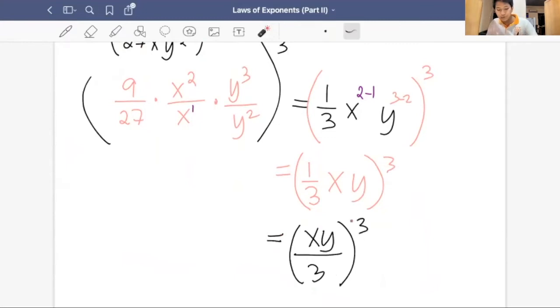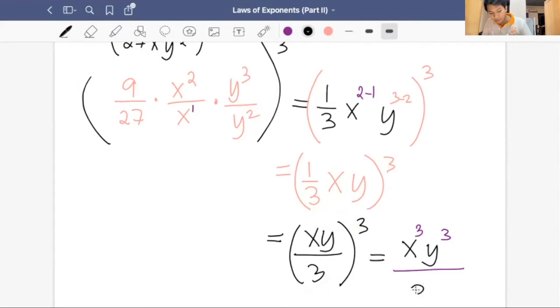And we have to distribute the 3, multiply it to the exponent of each variable, and including the constant. So in this case, we have x raised to 3, y raised to 3 over 3 raised to 3. Okay, sir, where did the 1/3 go? We just simplify this. 1 times xy is xy over 3. So the 1 is hiding here. Right. So we have x cubed, y cubed over 3 cubed.